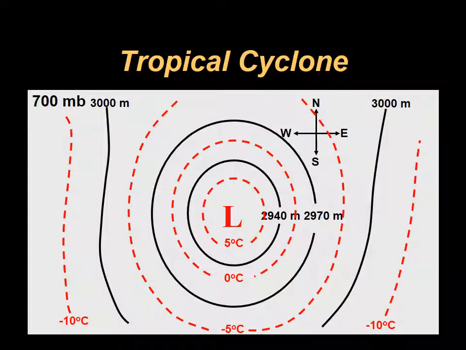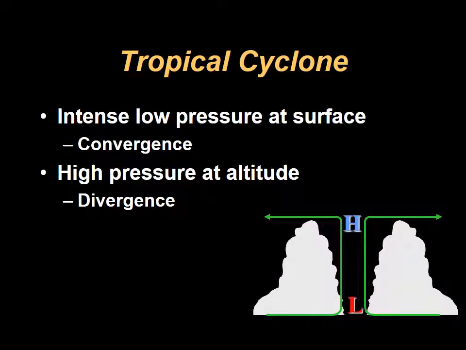So here's an idealized version of what a tropical cyclone looks like at 700 millibars. You can see that the temperature in the center of the low is very warm. The isotherms do not intersect the contours, so as a result there's no temperature advection. And of course, hurricanes are very intense low pressure systems at the surface, so you see some very strong convergence. But if you watch satellite imagery of hurricanes, you'll see that there's diverging air at higher altitudes.